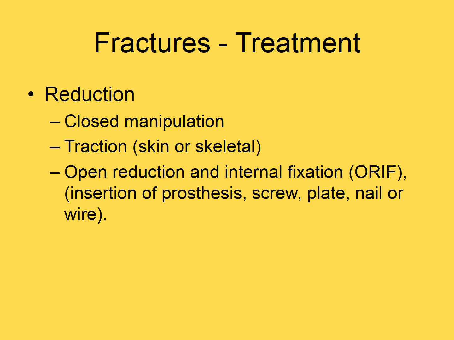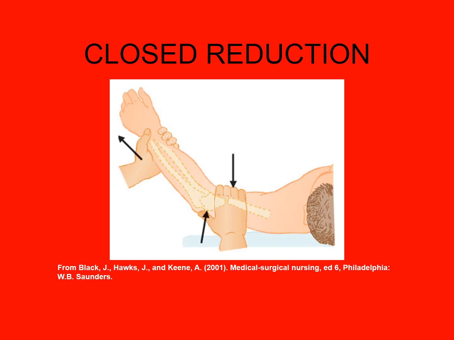All right, so next slide. So closed reduction, as shown in this picture, is restoring the proper alignment, and it's usually done by manual manipulation. So clearly, you're going to manually manipulate someone's broken bone, and it's going to be painful. So that's why there's local and general anesthesia.